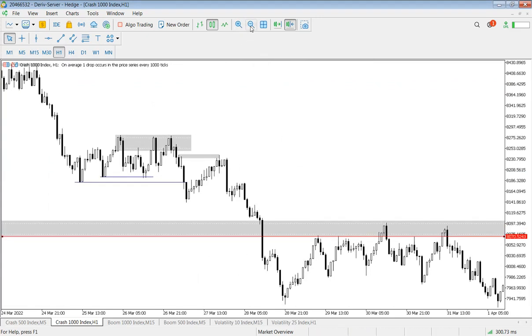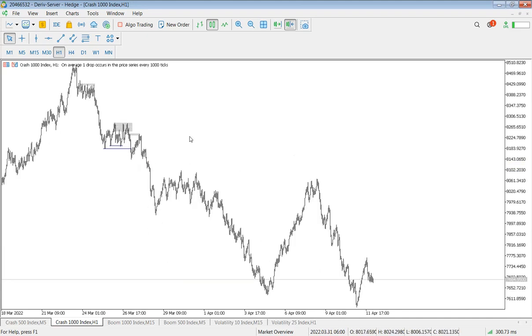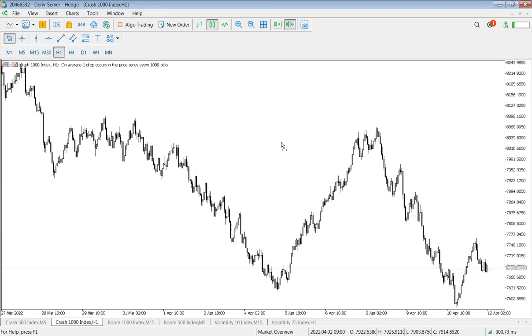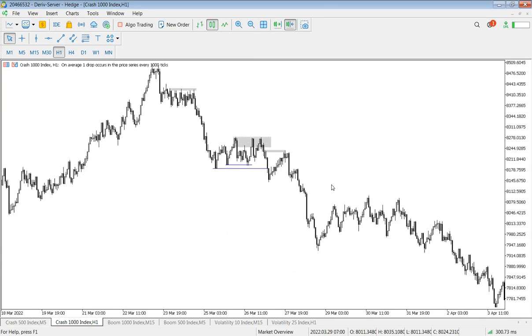I will drop another video on how to use an indicator to catch spikes.